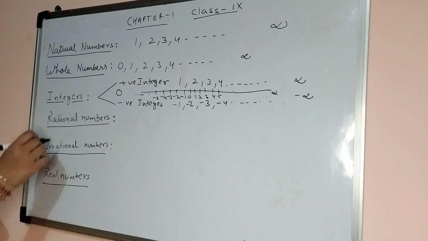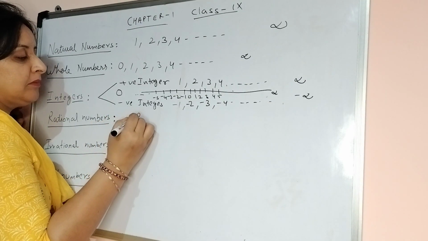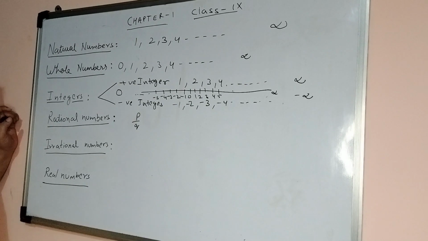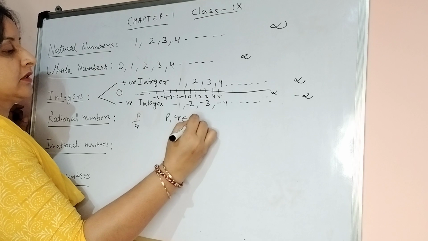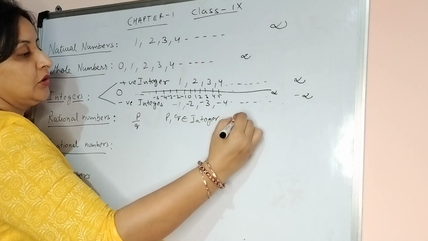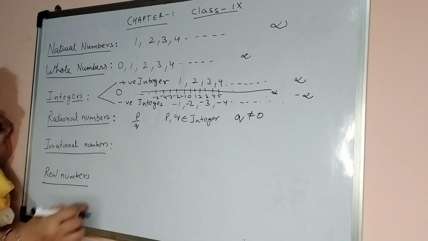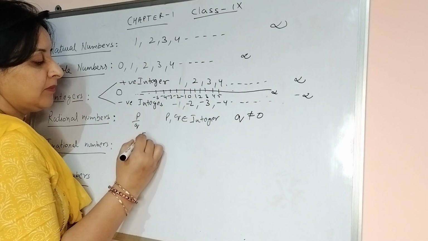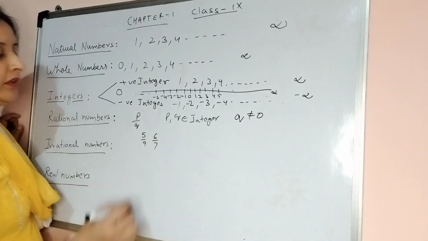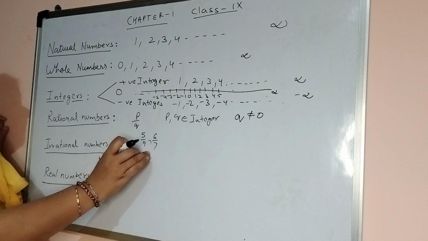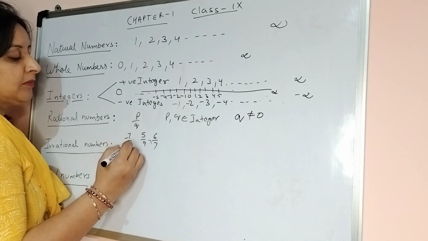Now let us talk about rational numbers. A rational number is any number that can be expressed in the form of p upon q, where p and q belong to integers and q should not be equal to 0, that is, the denominator should not be equal to 0. So any number of the form, say, 5 upon 9, 6 upon 3, 6 upon 7. These are basically numbers in the form of p upon q. One more example, you can say -7 upon 3.